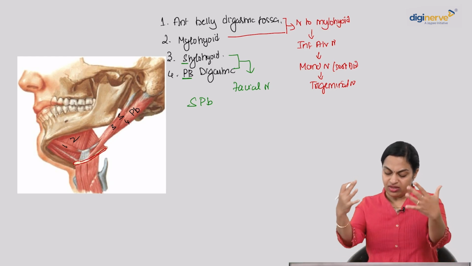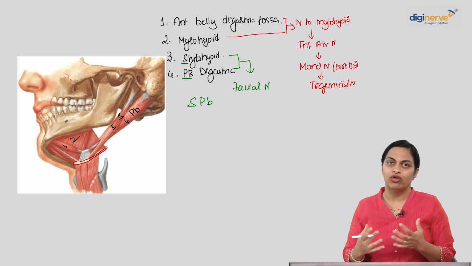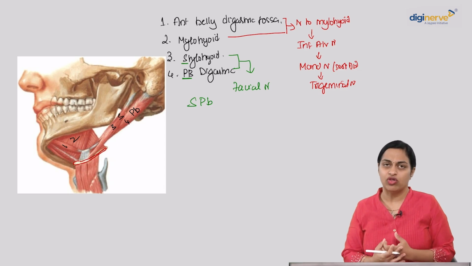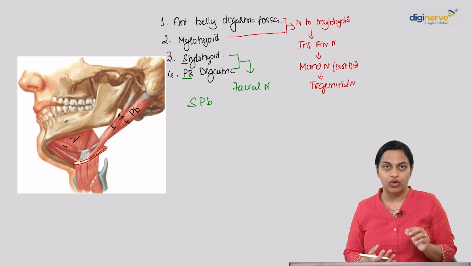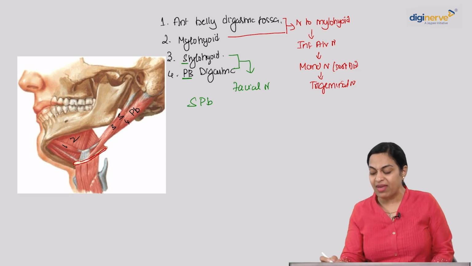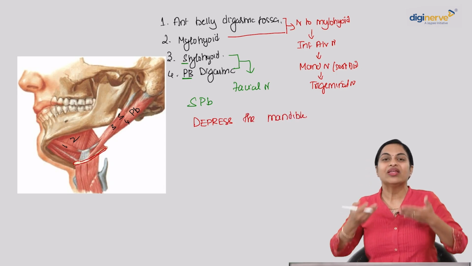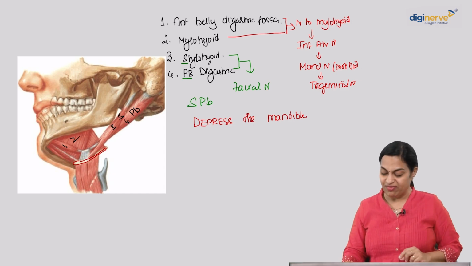And another important function, of course, the suprahyoid and infrahyoid muscles, they are going to move the larynx and help in deglutition, all that. The suprahyoid muscles, specifically, what are they going to do is, they depress the mandible. What do you mean by depressing the mandible? Yes, they open the mouth. They lower the mandible to open the mouth. Okay, so please remember that.